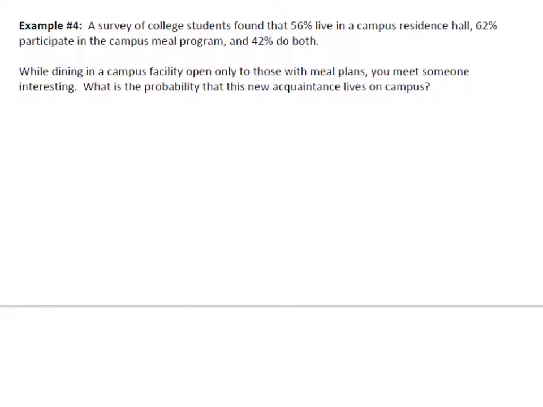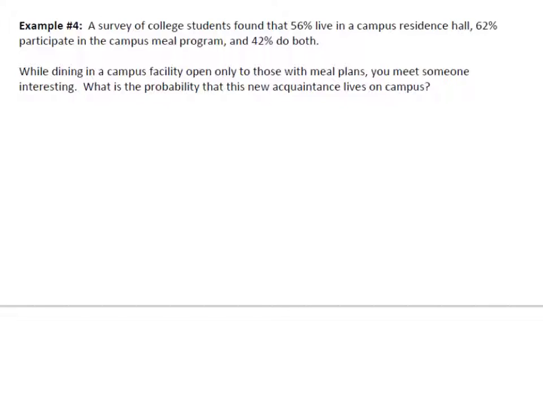All right, so here's another example. We talked about this earlier with the 56, 62, and 42. It was one of our early examples. While dining in a campus facility open only to those with meal plans, you meet someone interesting. What's the probability that this new acquaintance lives on campus? Okay, so you've met someone while you're eating. You want to know what's the probability that they live on campus.